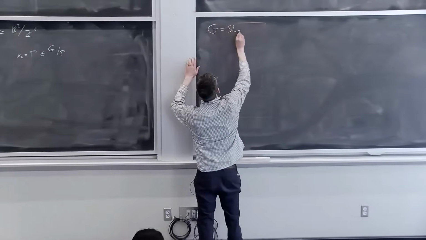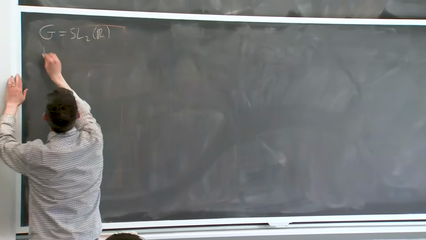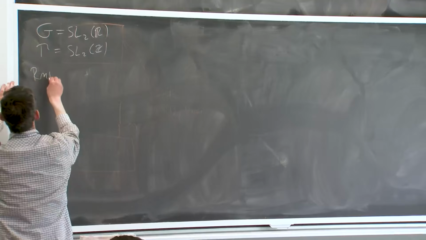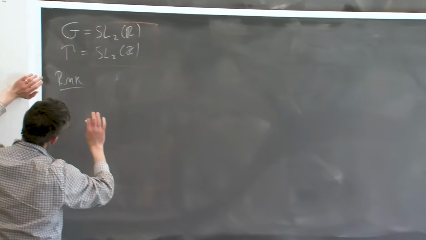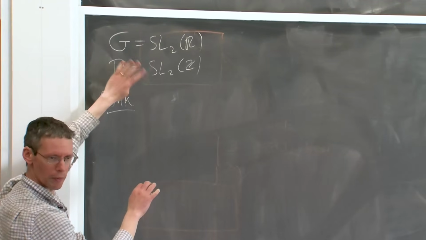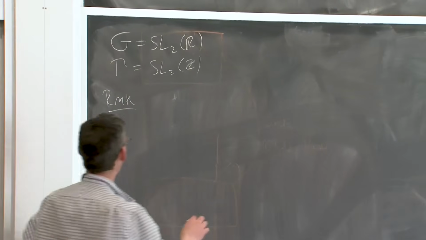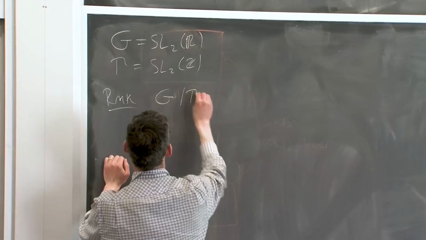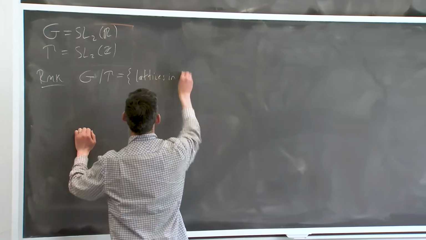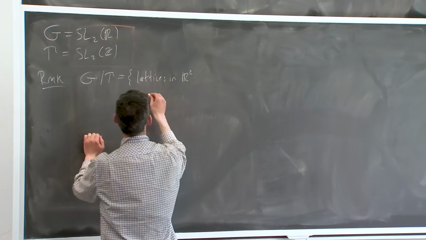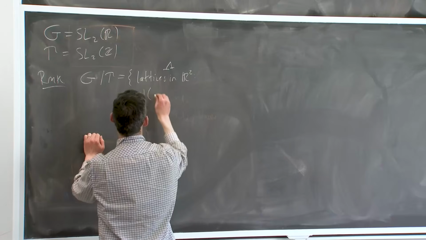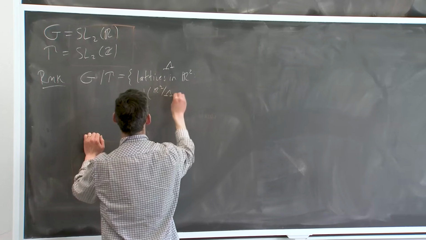So now let's say G is SL2R, and Γ is SL2Z. OK, and there are multiple reasons for looking at these quotients G mod Γ, but one of them that comes up for this particular example is that these parameterize lattices. So G mod Γ is the space of lattices Λ in R2 with the property that the area of R2 mod Λ is 1.